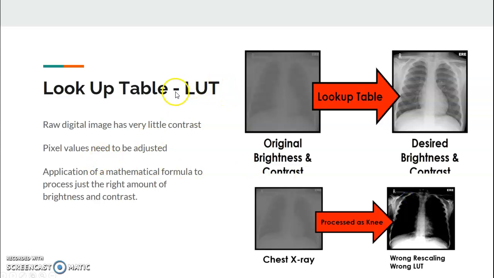Lookup table, or LUT, it's the raw or digital image that has very little contrast here, processed through the lookup table, and look, magically desired brightness and contrast. Lookup table is an application. It's a mathematical formula to process the right amount of brightness and contrast. We don't need to do it or calculate it out as technologists, but a lookup table is the controlling factor for digital image contrast, not kVp.